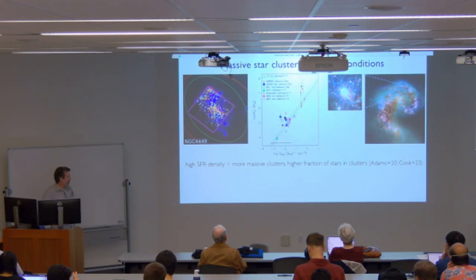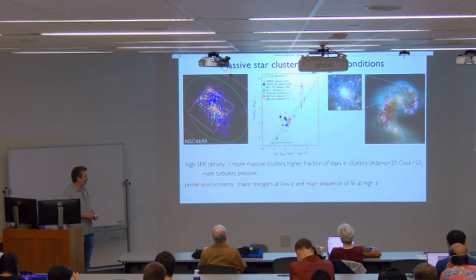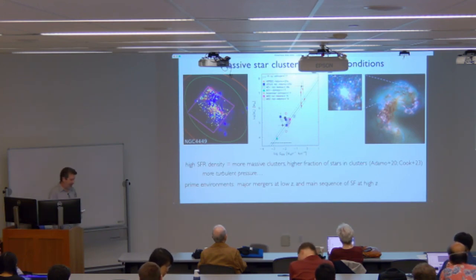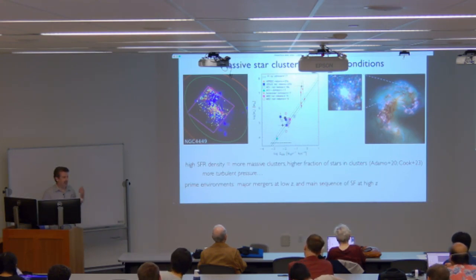So an example you can see on the right is, where do you get that? Well, major mergers are the main site in the local universe where you get a lot of gas at high pressures. And I say that what we think may be the physics driving all this is turbulent pressure, which allows the formation of these high mass clusters. Major gas-rich mergers are a major place that happens in the local universe. But in the high redshift universe, those conditions can happen just on the main sequence of star formation. So it's natural to expect that you get globular clusters forming in the high redshift universe.